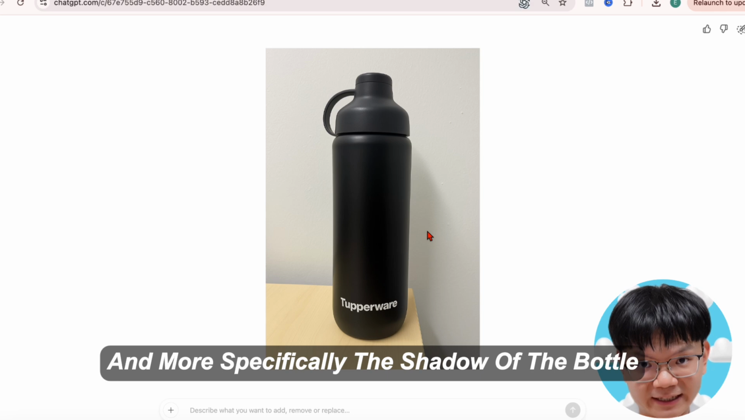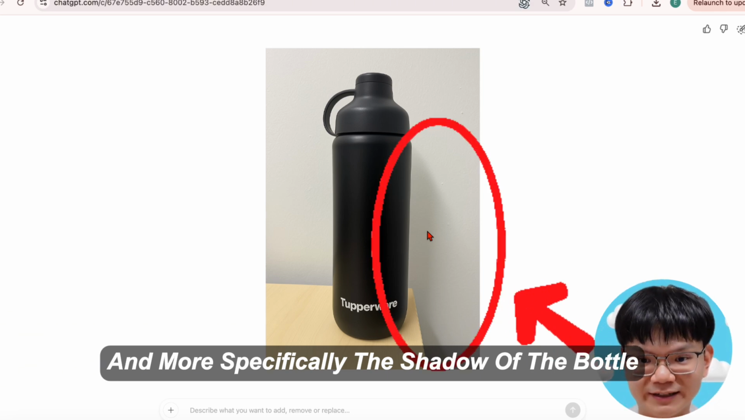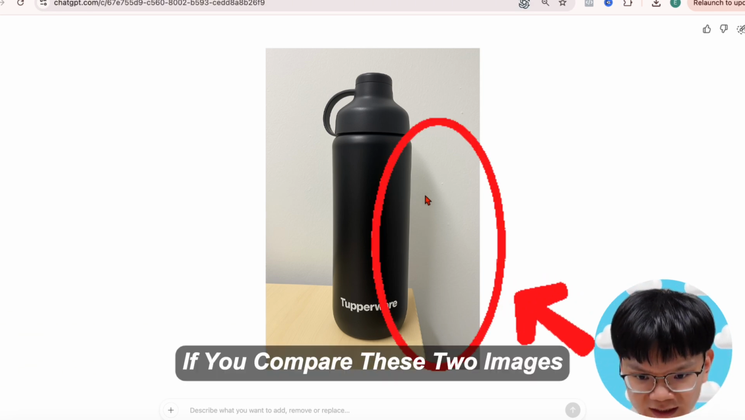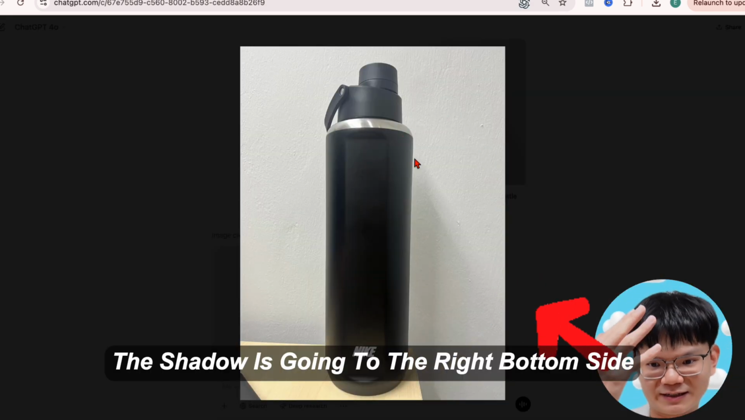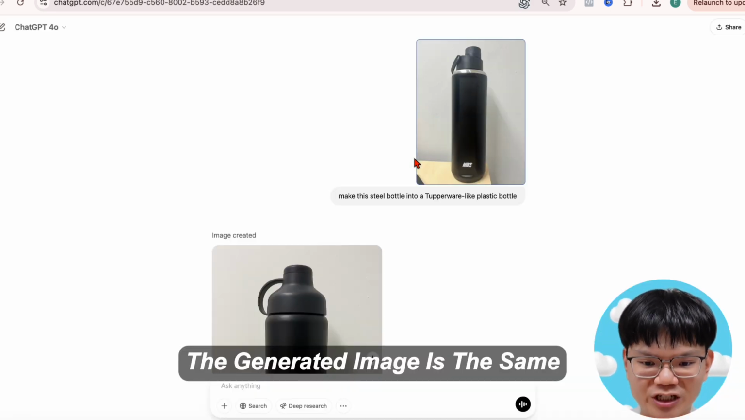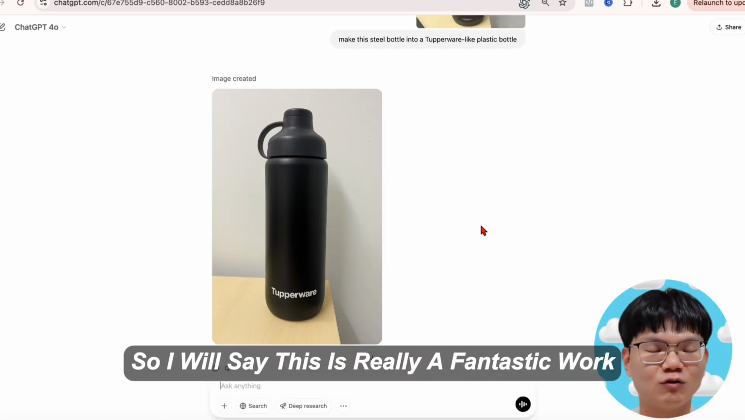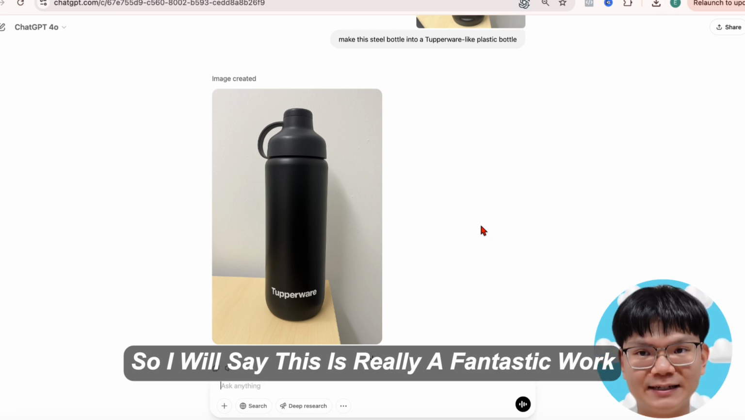And more specifically, the shadow on the bottle is the same as well. If you compare these two images, the shadow is going to the right bottom side. The generated image is the same. So I would say this is really a fantastic work.